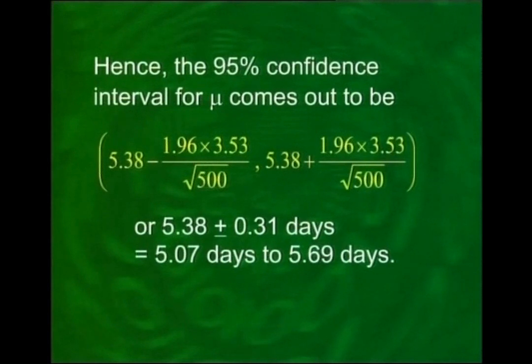Obviously, we have put the number 500 in the square root sign because the sample size in this particular problem is 500. And students, upon solving the two expressions, we obtain the lower limit as 5.07 days and the upper limit as 5.69 days. Students, आइए इस रिजल्ट को इंटरप्रेट करने की एक मरतबा फिर कोशिश करते हैं.